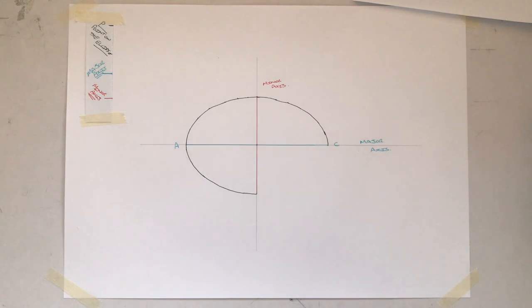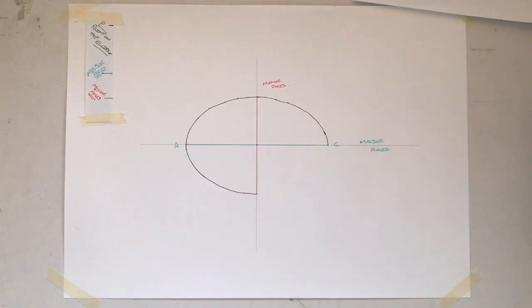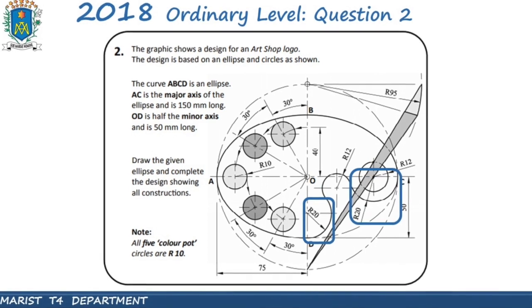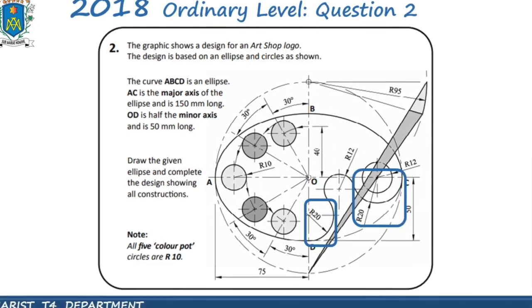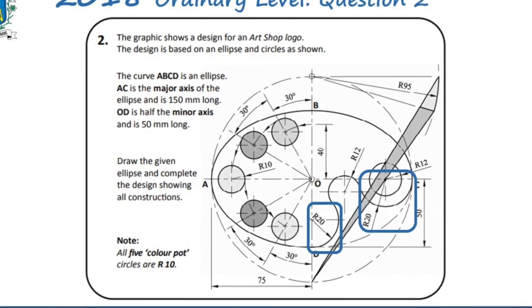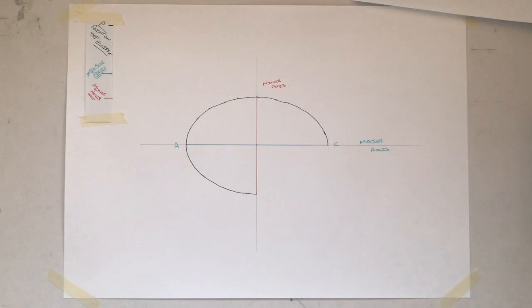Our next job is to look at the circle details. So the circles we're going to start with are the circles down here, okay, in this bottom right hand corner. Now again, if we look at the question, the two main circles that are attached to the sides of this easel here, we can see are radius 20. So both of those are radius 20. So they're the first ones we're going to put in.